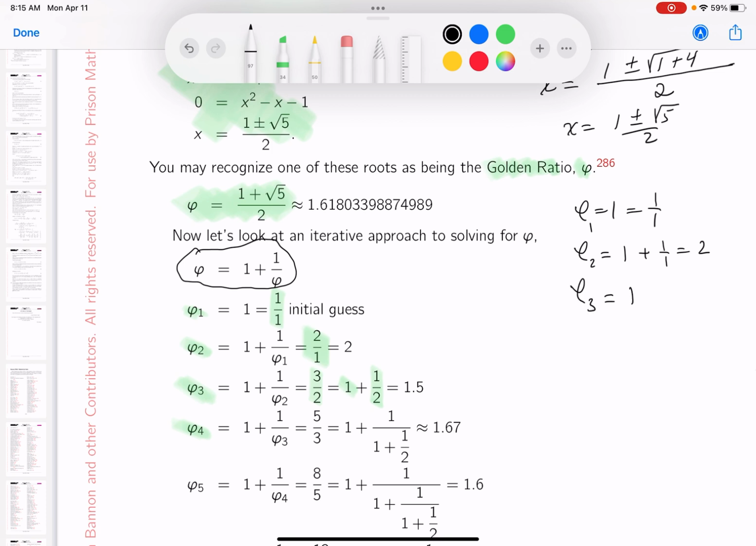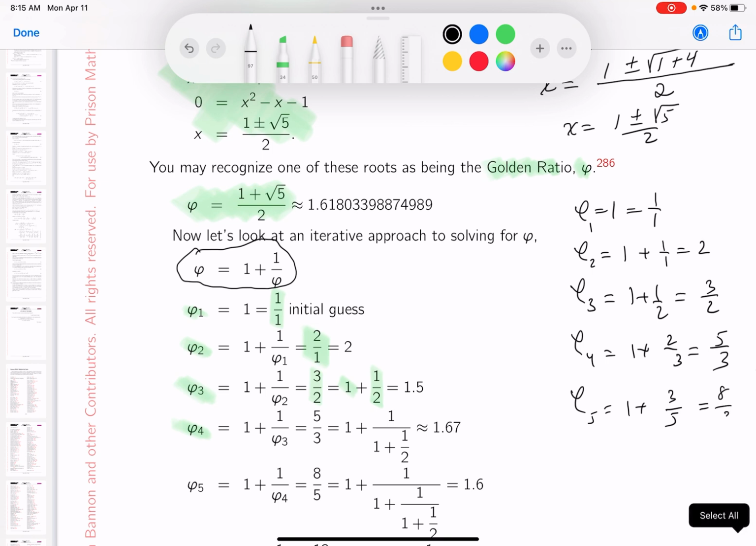The reason to generate. Let's write them all down. Phi 5. Just taking the reciprocals of the prior term. That's going to be what, 8/3.